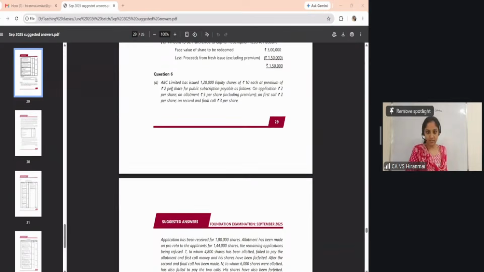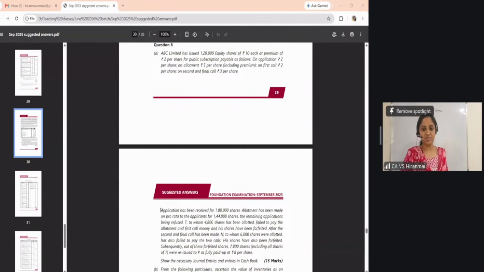So come to the next point. Come a little down. Application has been received for 1,80,000 shares and allotment has been made pro rata to 1,44,000 shares. So 1,80,000 reduced to 1,44,000. That means 36,000 shares, whichever is the difference, has been refunded. You have rejected that. The remaining applicants being refused, that is 36,000 I have rejected. 24,000 is where I have made pro rata allotment.